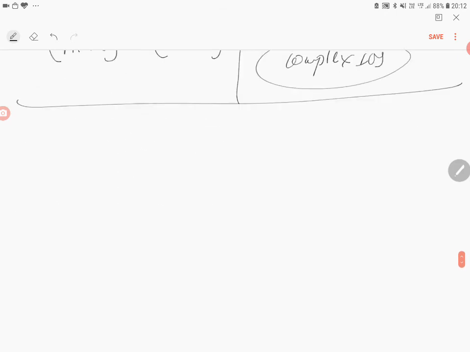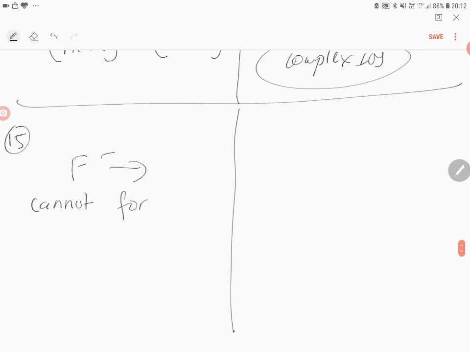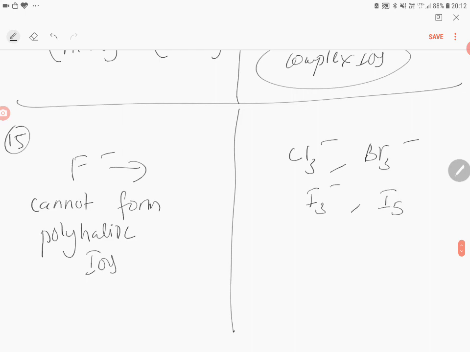And the last beautiful point of difference is, it's a wonderful point, you'll appreciate it. Due to the absence of vacant d orbitals in the valence shell, fluoride ion cannot form polyhalide ions, whereas the other halides can form polyhalide ions like Cl3 minus, Br3 minus, I3 minus, I5 minus, all these things.